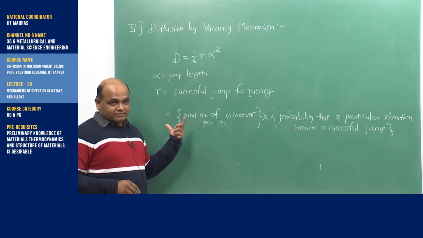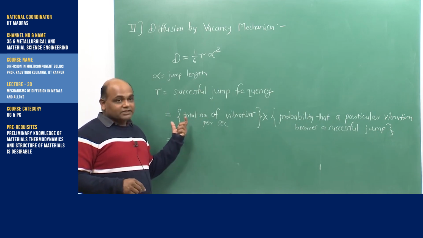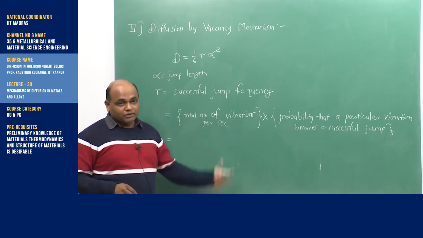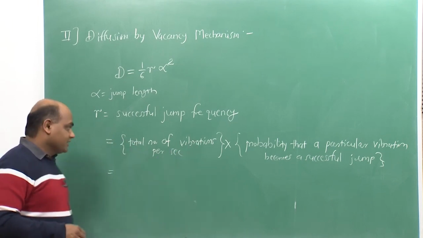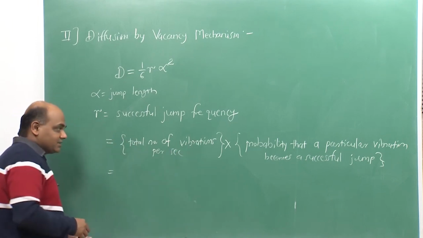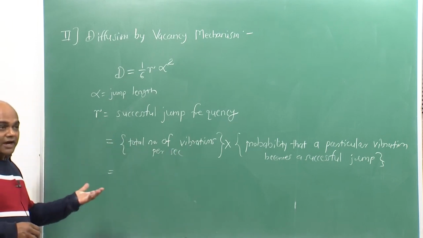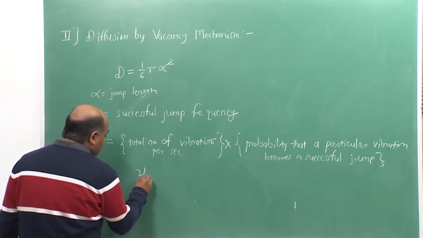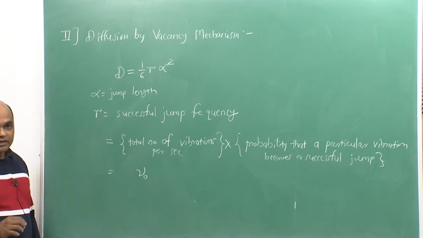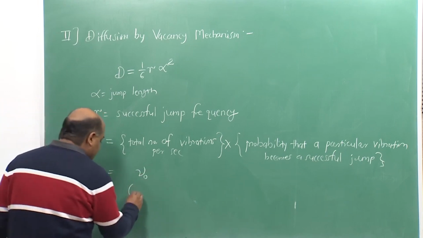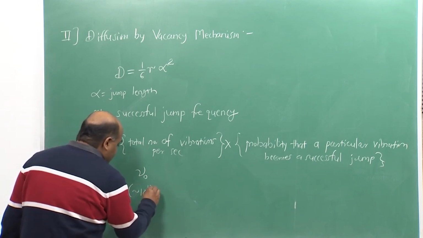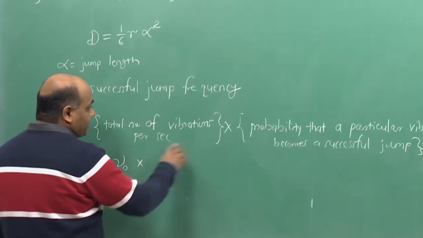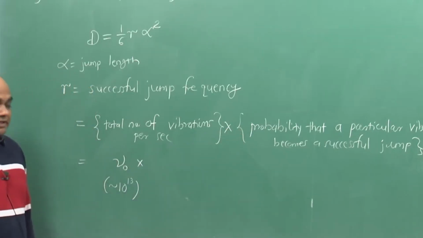Each vibration of an atom, we can consider it as an attempt to jump onto the next site, right. So, the total number of vibrations is the total number of attempts that the atom makes per second to jump onto the next site, and it will be equal to nu 0, the Debye frequency, which is roughly constant at 10 to the power 13. And what is the probability that a particular vibration will be successful?